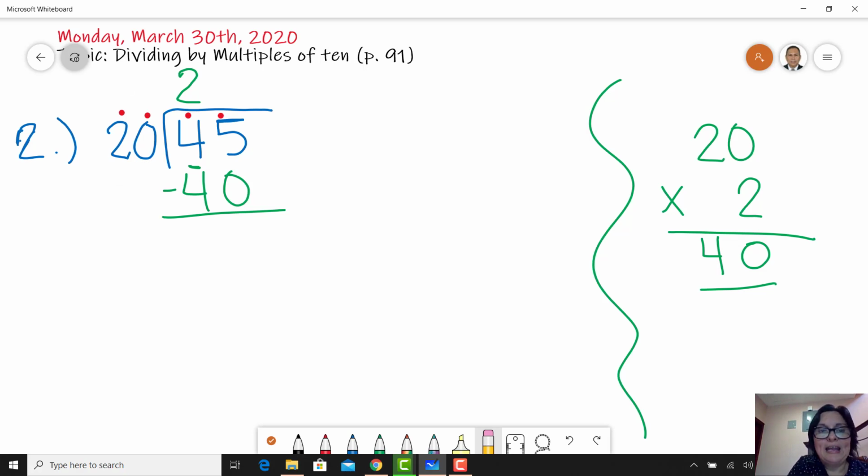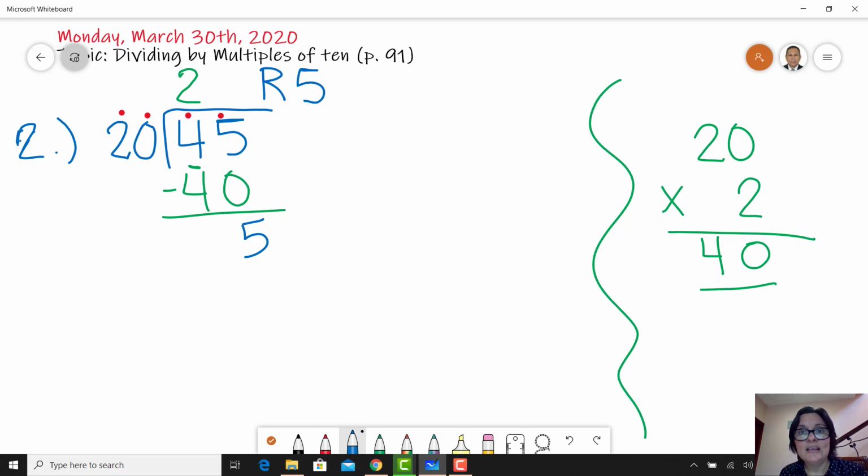And we say 5 minus 0, 5. And 4 minus 4, 0. So in this case, we have the answer already because we don't have another number in the dividend to take down. And we cannot divide 5 into 20, so that is the remainder. So the answer is 2, remainder 5.